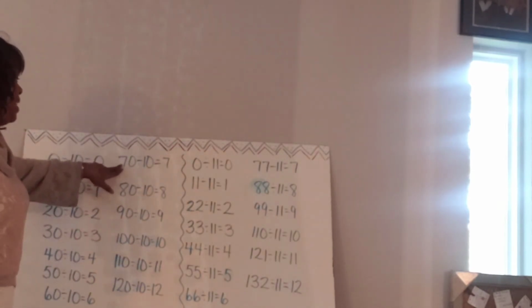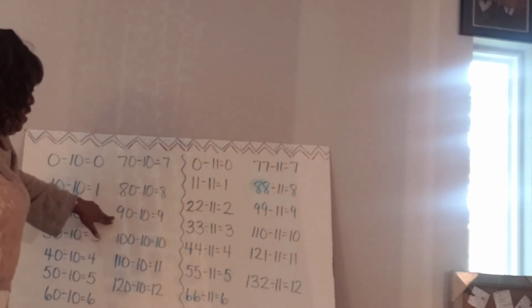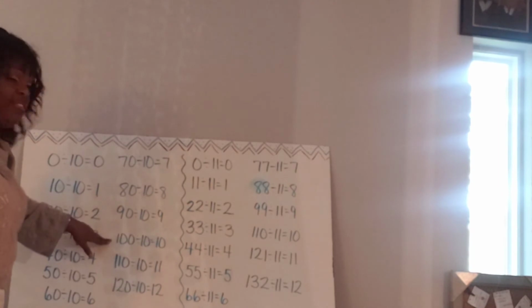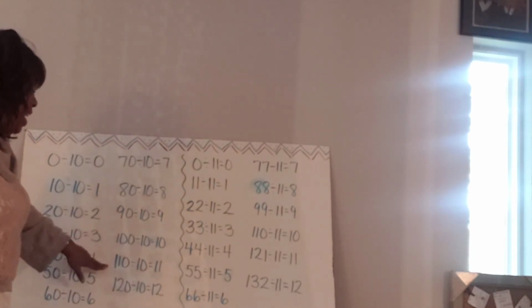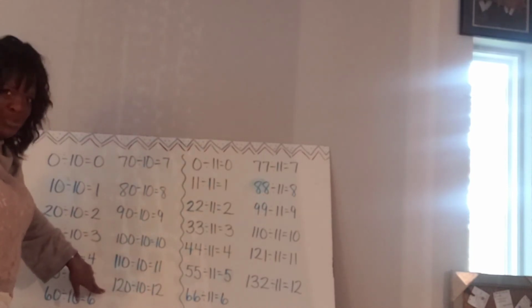70 divided by 10 equals 7. 80 divided by 10 equals 8. 90 divided by 10 equals 9. 100 divided by 10 equals 10. 110 divided by 10 equals 11. 120 divided by 10 equals 12.